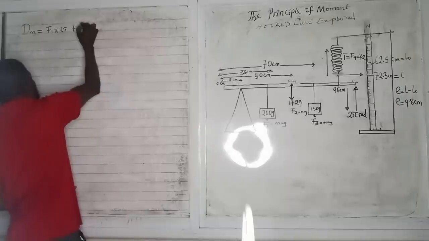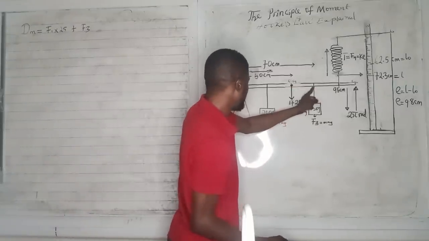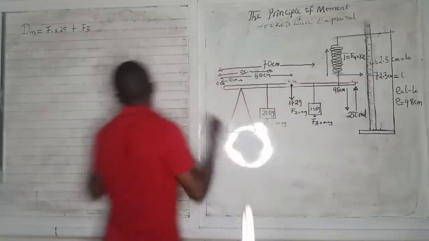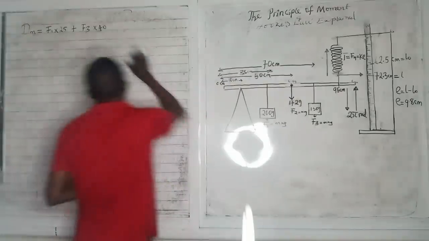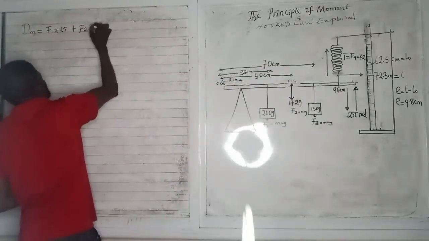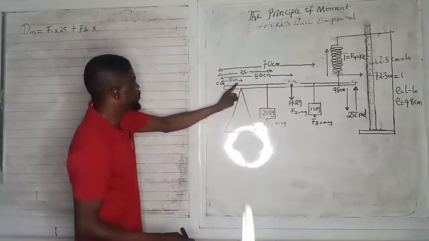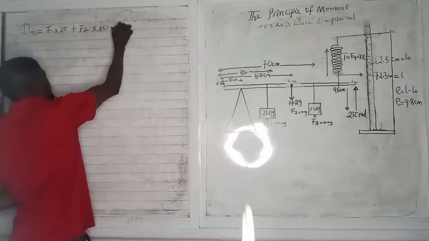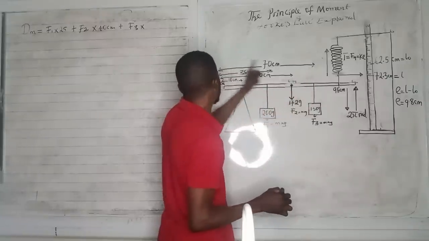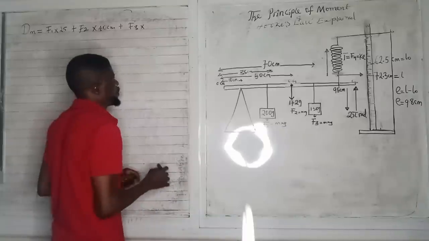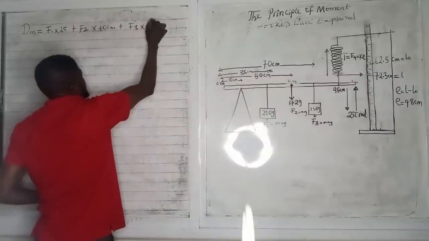plus F3, which is hung at the 70 cm mark. So 70 cm mark minus 10 will give you 60. Sorry, let's go with F2 first. F2 is at the center of gravity. So 50 minus 10 will give you 40, times 40 cm, plus F3, which is hung at 70 cm. So 70 minus 10 will give you 60, times 60 cm.